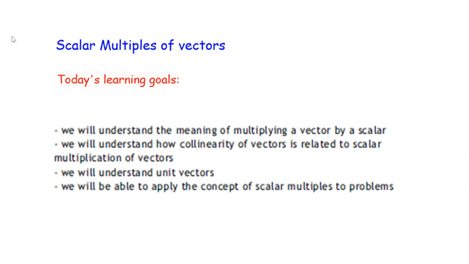So we're going to understand the meaning of multiplying a vector by a scalar. I mentioned this yesterday, but we're going to go into a little bit more detail on it. We're going to understand how collinearity of vectors is related to scalar multiplication of vectors. I'll do a demonstration of that. We'll understand unit vectors, vectors that have a magnitude of 1. I shouldn't say distance, because magnitude is really the more general term for how big a vector is, and that's not always distance. We'll be able to apply the concept of scalar multiples to problems.